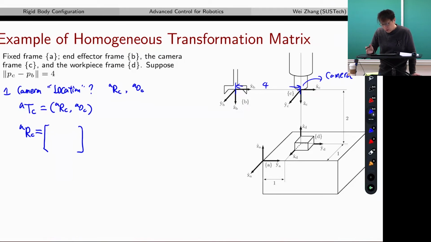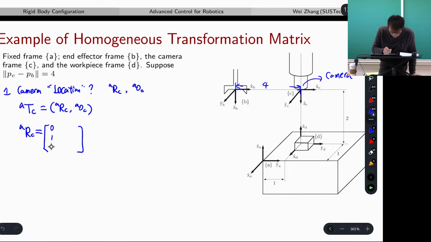Not tell me the answer yet, okay? RCA, first one is XC in A. Where is XC? This guy is XC, right? XC is a free vector. XC is not a point. I can move this XC to A frame and find its coordinate. That will be my XC in A. XC is pointing to this direction. It seems like it coincides with YB. So XC in A would be 0, 1, 0.